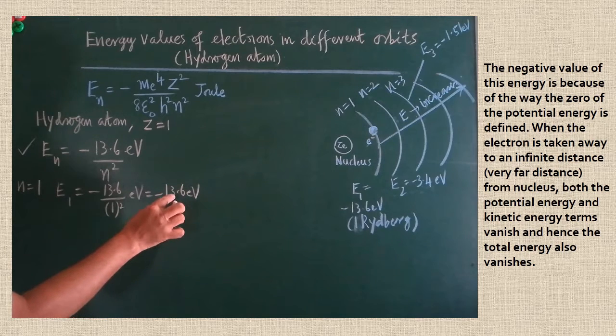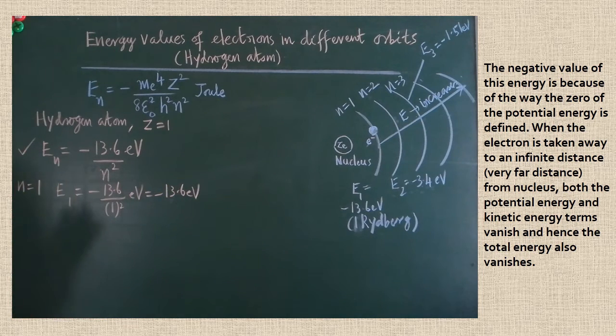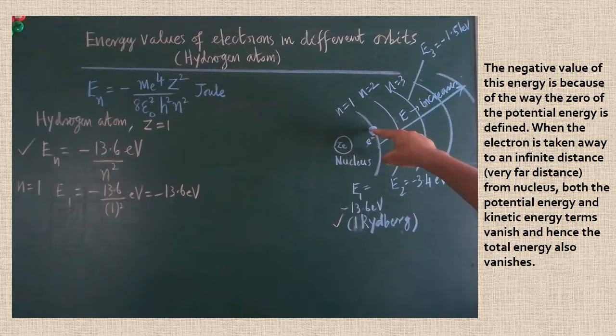So this is the energy of the electron in the first orbit of the hydrogen atom. This value is otherwise called 1 Rydberg, a very important one. 1 Rydberg is nothing but the energy of the electron in the ground state, that is, in the first orbit. It may be asked in the examination. Now if the electron is excited from the ground level, the first orbit, to the second orbit, the energy value will differ.